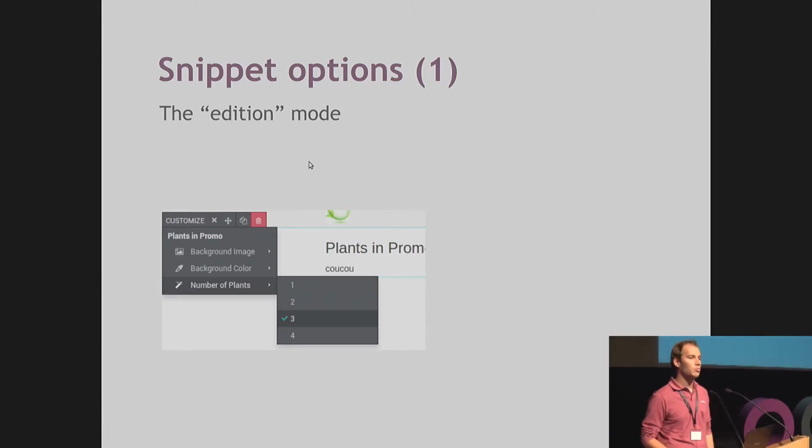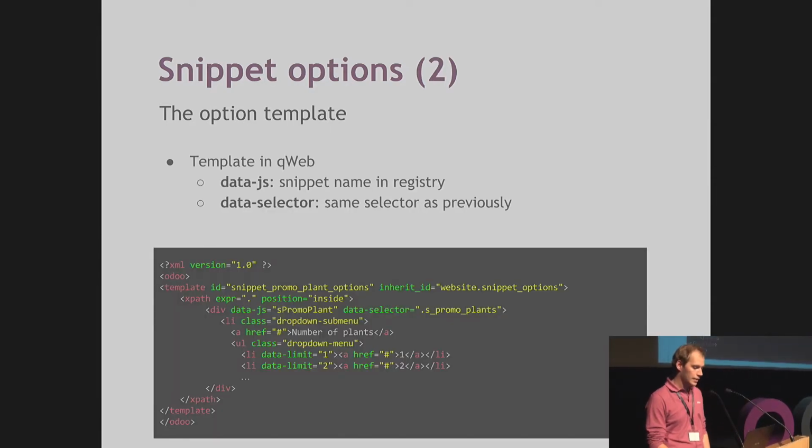So yep, this is the edition mode. Notice that this option will only be available if you are the website editor. When you click on edit mode, you can start editing your widget. This has nothing to do with the user. So again, like a lot of stuff in Odoo, it's a template in QWeb. Here you see the inherit ID is the snippet option. It's another template where you can put your options.